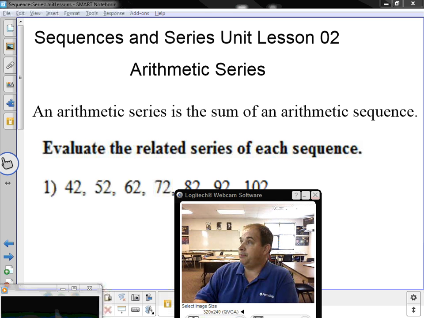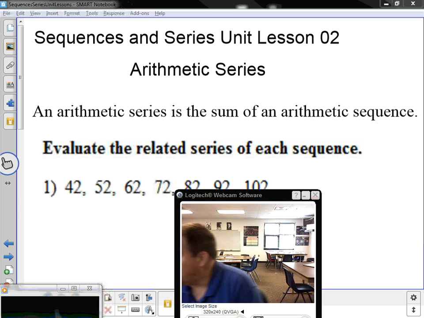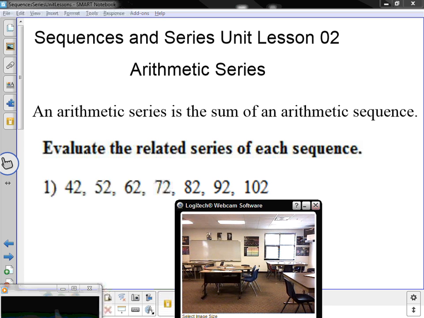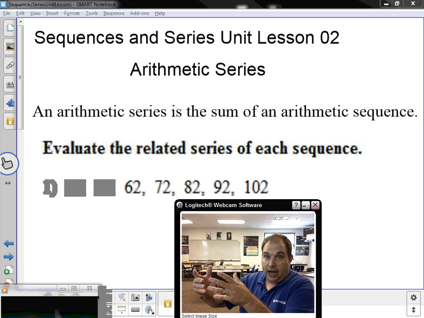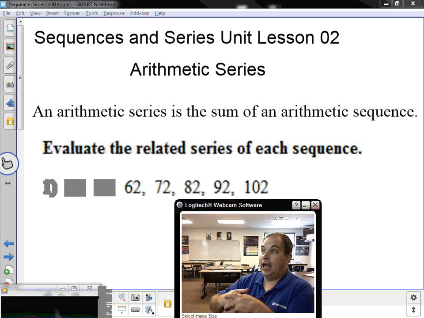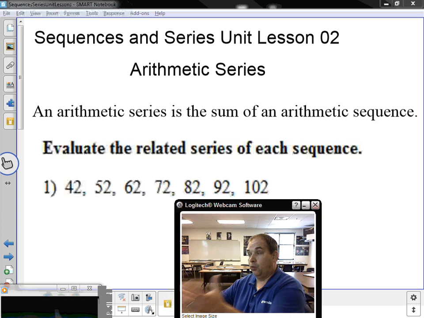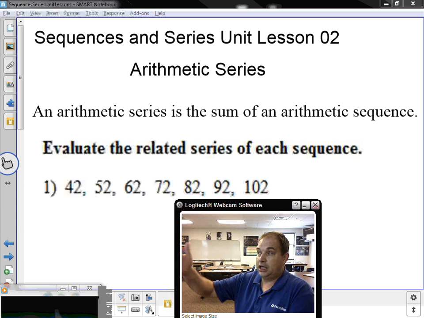So here I have an example already on the board, and I see that I'm slightly covering myself there. So let me move myself out of the way. There we go. So evaluate the related series of each sequence. So here I have a sequence, and I want to evaluate what it would be. All I got to do is take each of those numbers that are there and add them.